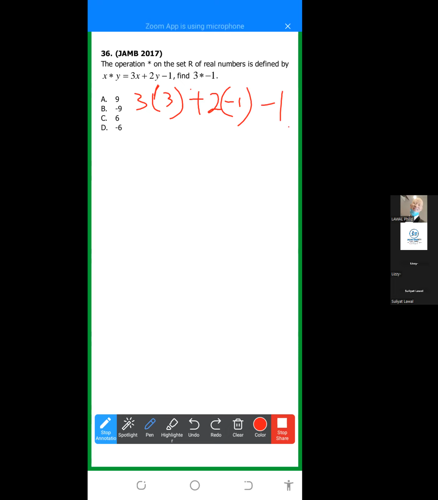So from that, 3 times 3 will give me 9. Plus times minus is minus. So you have minus 2, then you have minus 1. So what do you have at the end of the day? 9 minus 3 is 6. It's a very simple question. You cannot spend up to 15 seconds solving this question if you have done the arrangement properly. 6 is option C.